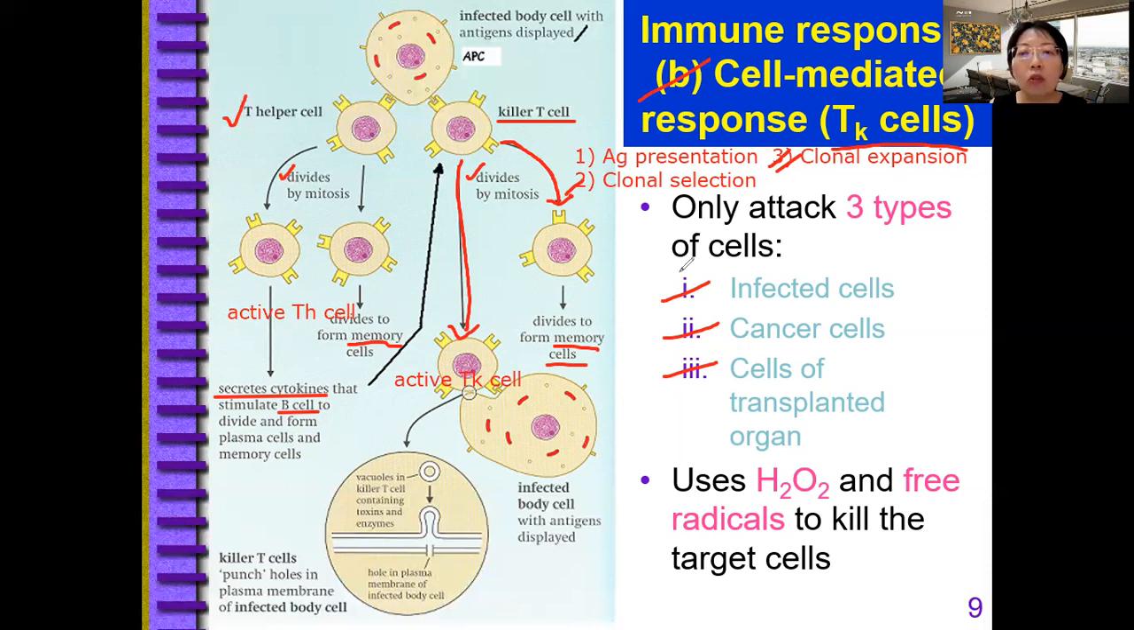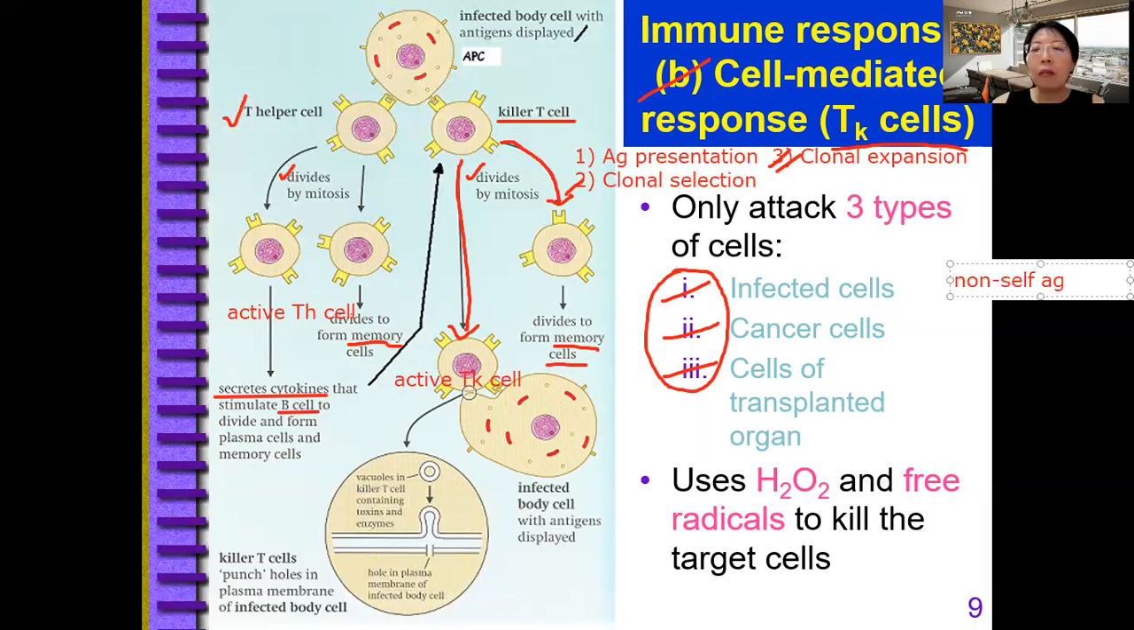You can see that all these 3 types of cells are actually human cells in our body, but they are abnormal human cells. So all abnormal human cells will be killed by the TK cell, the T killer cell. They're supposed to kill our abnormal cells. How do we know that they're abnormal? Because all these 3 abnormal cells will present non-self antigen on the surface of the cell.